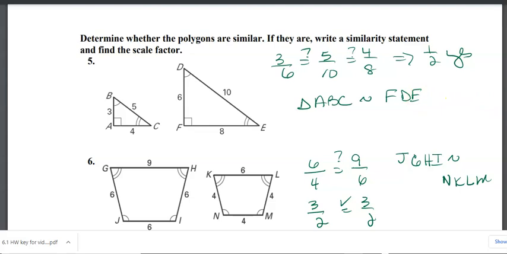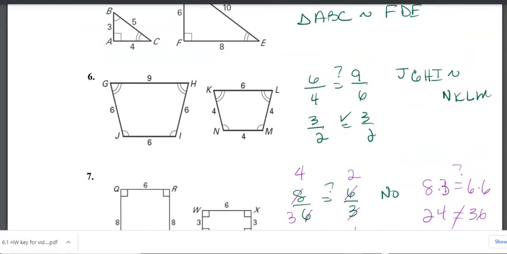Okay, look at the next one. When I look at the next one, I have similar, 2 angles that are the same. So J and N are the same, I and M are the same, H and L are the same, and G and K are the same. So therefore, it meets the requirement of having congruent corresponding angles.